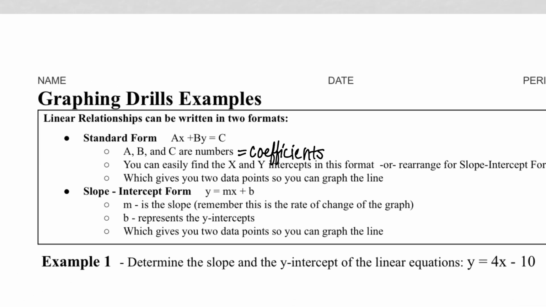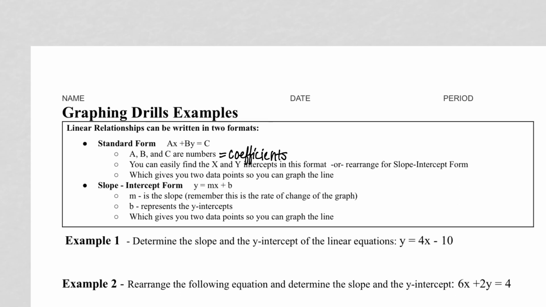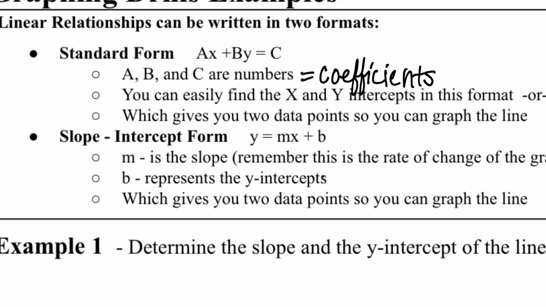You do that by plugging in zeros, or you can rearrange for slope-intercept form. We're going to mainly be doing rearranging for slope-intercept form. We have to remember that the m is the slope, and the b is the y-intercept. This has an extra s there. Whenever we're doing linear equations, there's typically going to be just one y-intercept unless we have a vertical line through 0 on the x-axis.